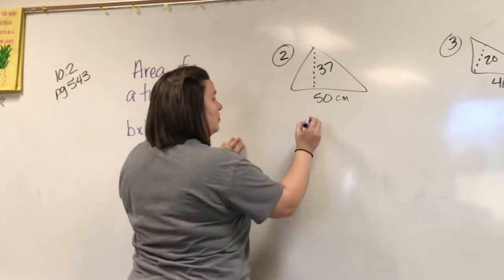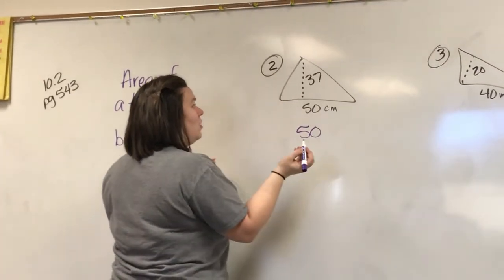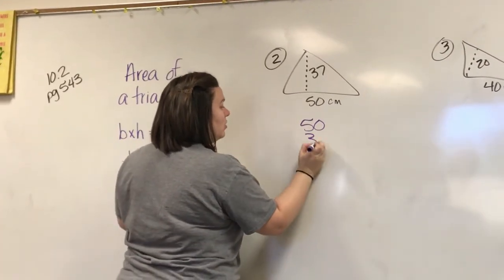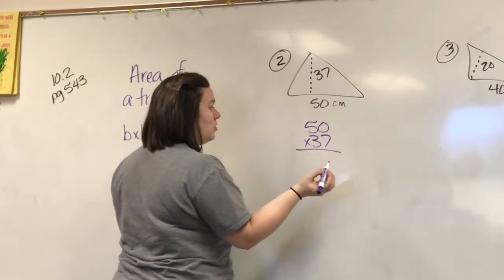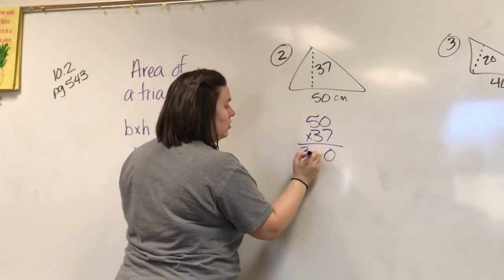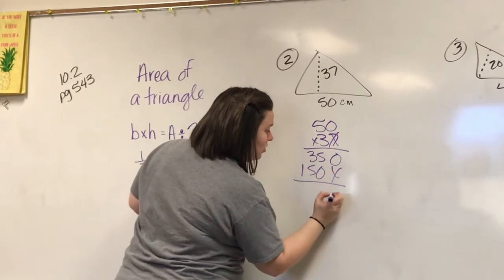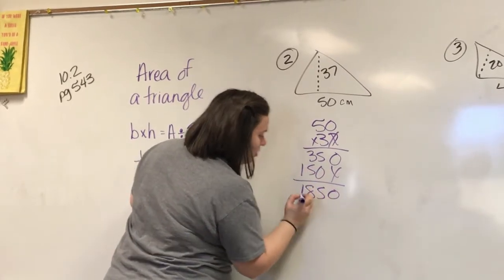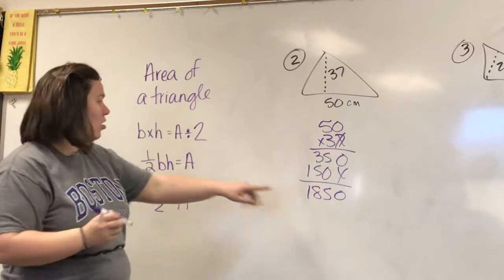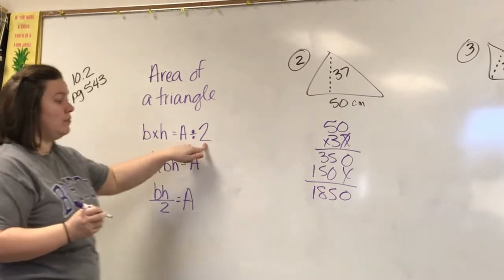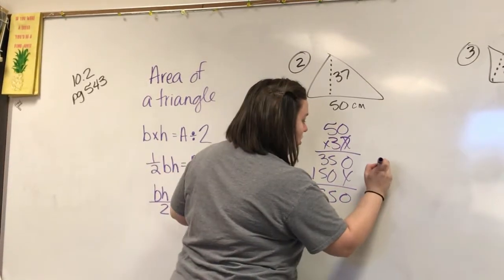What is my base? 50. What is my height? Multiply it. Okay, I now have an area, so I got to here. Now I have to divide that by 2.